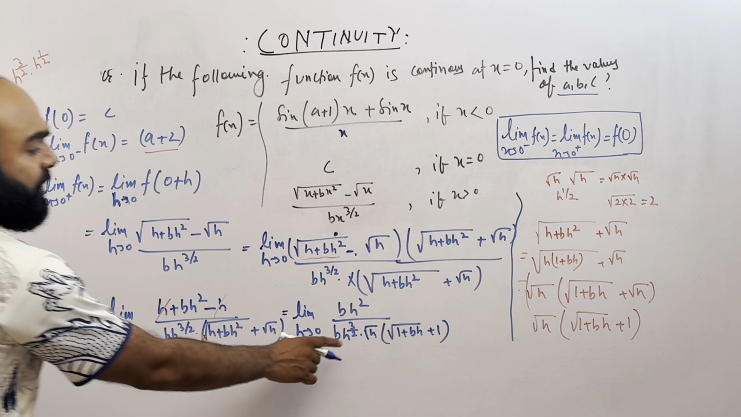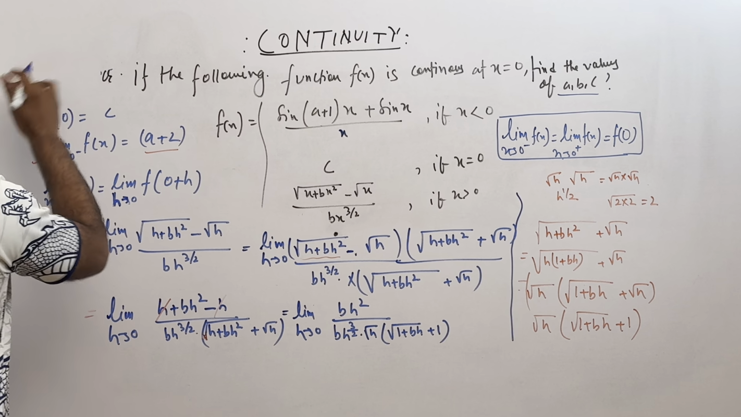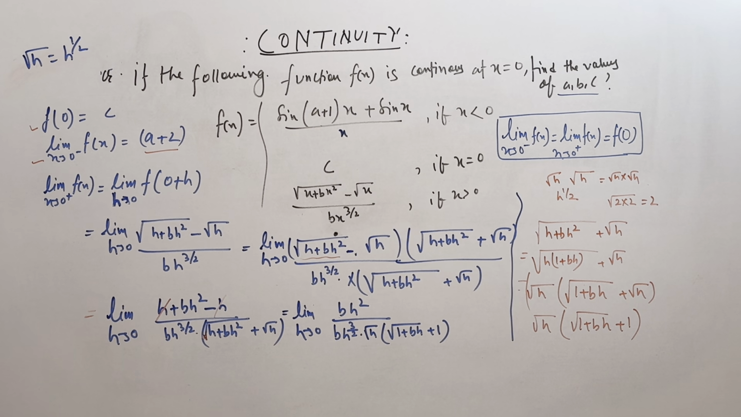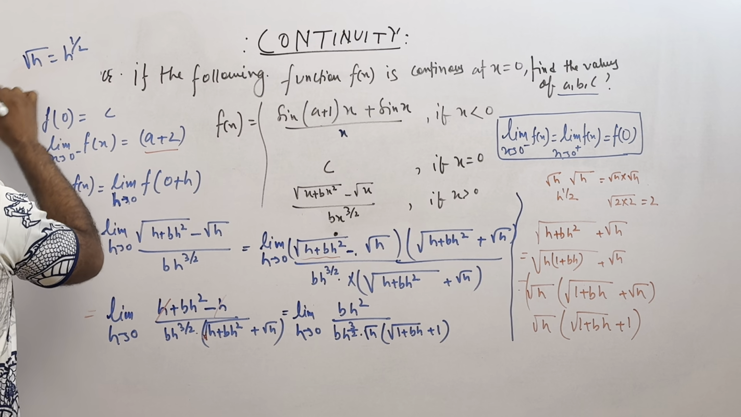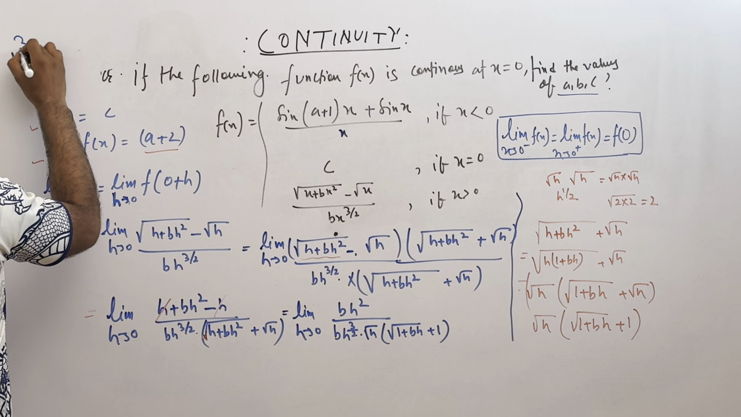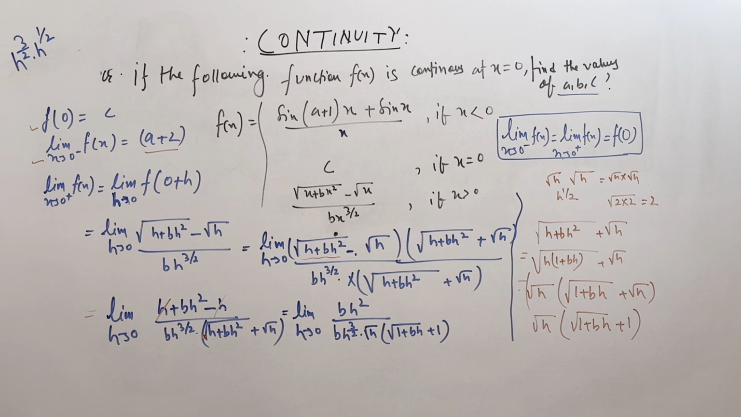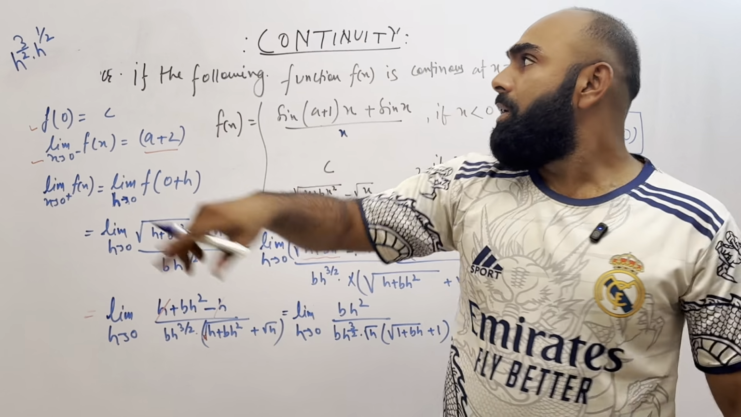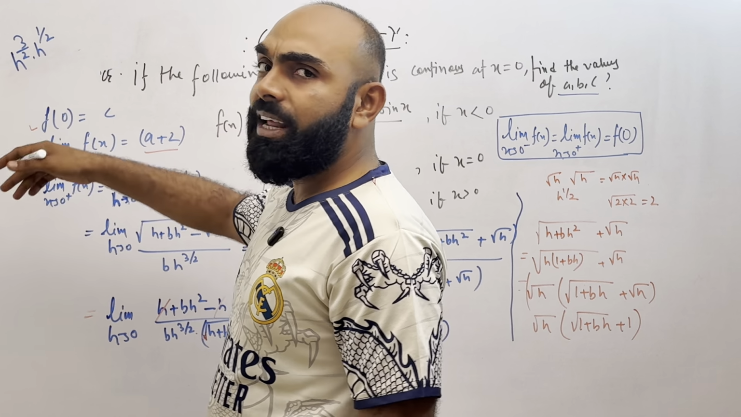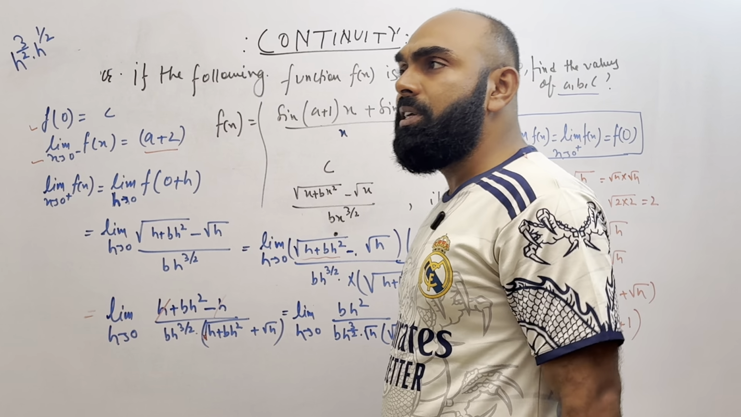Now you tell me h to the power 3 by 2 and root h. So root h is nothing but h to the power 1 by 2. You know all these things. Now h to the power 3 by 2. Carefully watch it. Sir, h to the power 3 by 2 into h to the power 1 by 2. Sir, base same, power will add up. Base is h, so power will add up. 3 by 2 plus 1 by 2. Sir, 4 by 2. 4 by 2 value is, sir, 2.